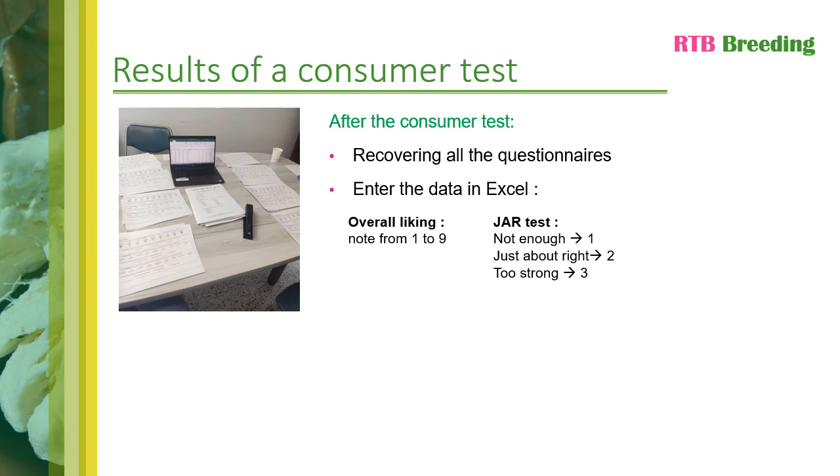When the consumer test is finished and you have questioned enough consumers, you need to enter the data from the questionnaires into an Excel table. For the overall liking data, you enter the score from 1 to 9 given by the consumers. For the jar test, you will use this notation. When the consumer says that it's not enough, you will enter the value 1. When it's just about right, it will be the note 2. And when it's too intense, it will be the note 3.